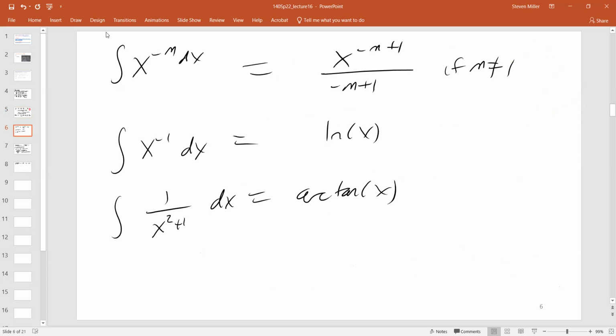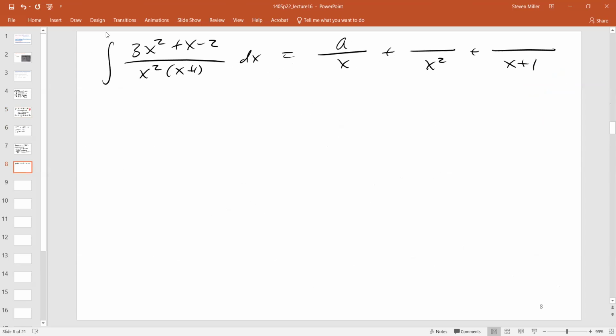So when we go here, it's just going to be a over x. What about x squared? What would that be? It would just be b over x squared. And what about x plus 1? It would just be c. And so now what we need to do is we need to write 3x squared plus x minus 2 over x squared times x plus 1.